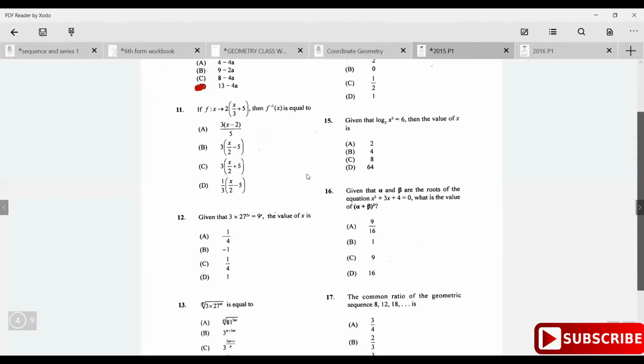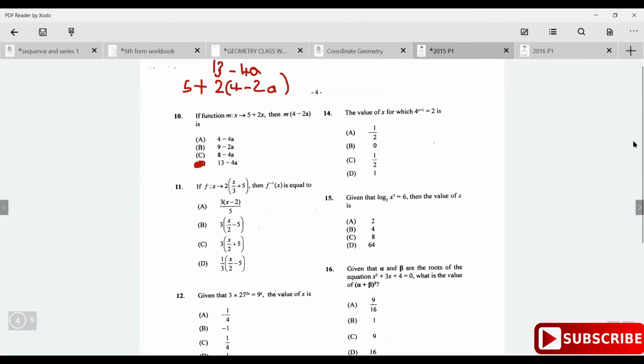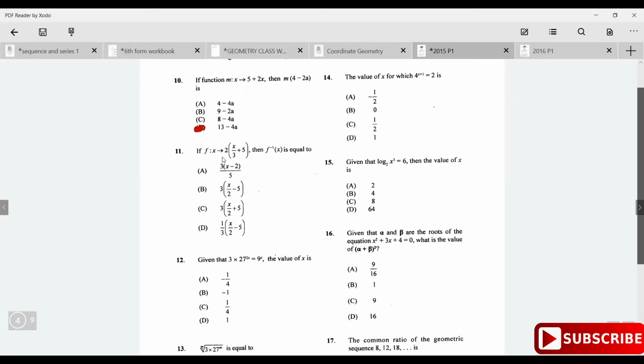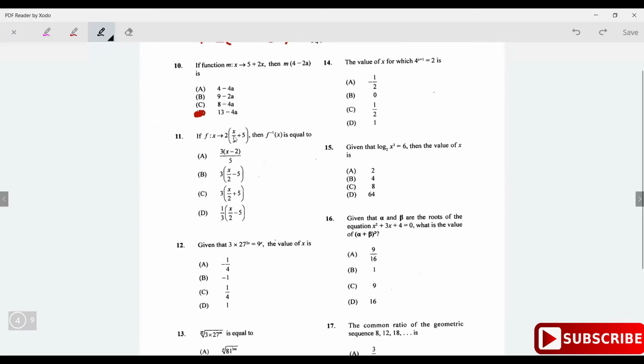All right. Now question 11. Question 11 says f of x is 2 times x over 3 plus 5. Find f inverse. Well, they're trying to make this question challenging, but it can't be. Just expanding the 2, that's what I would do. Rewrite f of x as y, so y is equal to 2x over 3, and then 2 times 5 is 10, so that's plus 10.